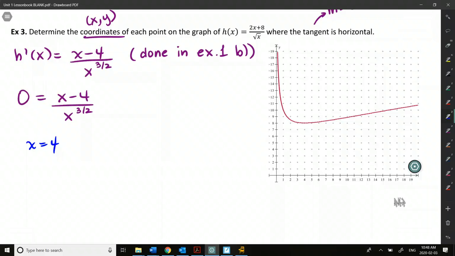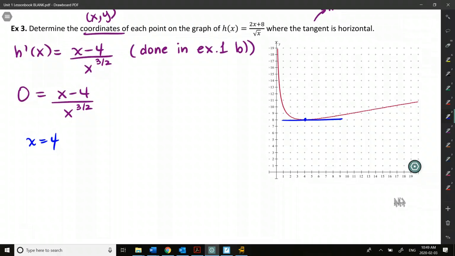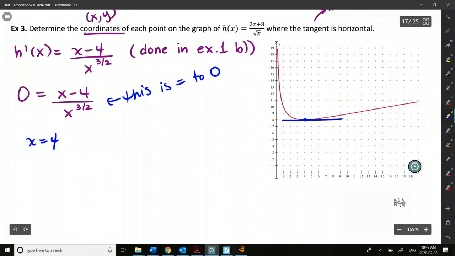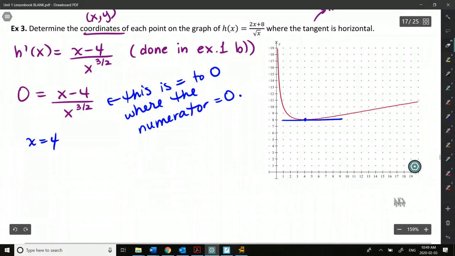You can also see on your graph over here that that looks approximately where the slope of your tangent is going to be horizontal. Then your job is to find the y-coordinate as well. So it's equal to 0 where the numerator equals 0. Just evaluate h at 4, and you'll have the y-coordinate for that point.